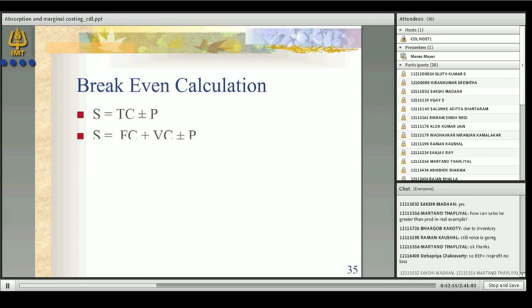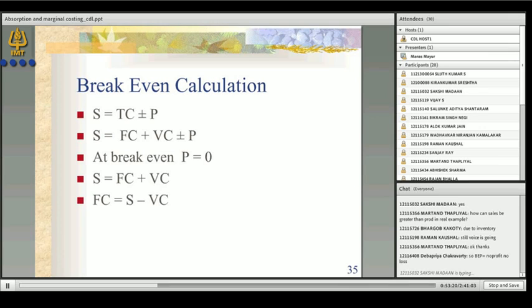Now further, total cost can be divided, it can be expanded into fixed cost plus variable cost. So sales is equal to fixed cost plus variable cost plus minus profitability. Now at break even we know P is equal to 0, that is profitability is equal to 0. So at break even your sales will be equal to fixed cost plus variable cost.